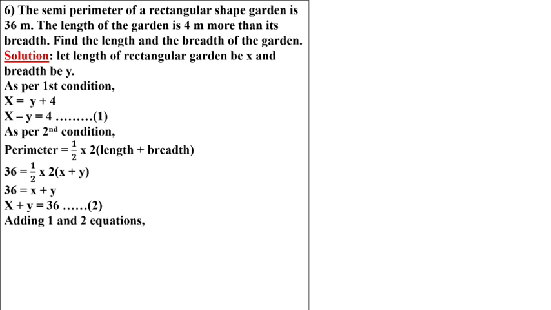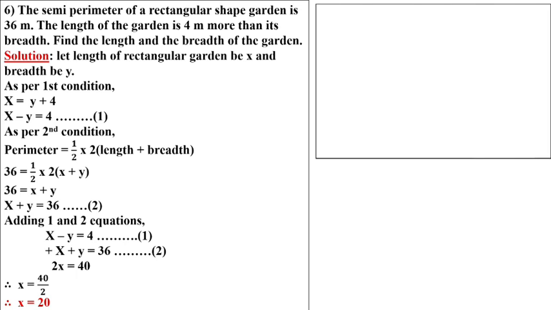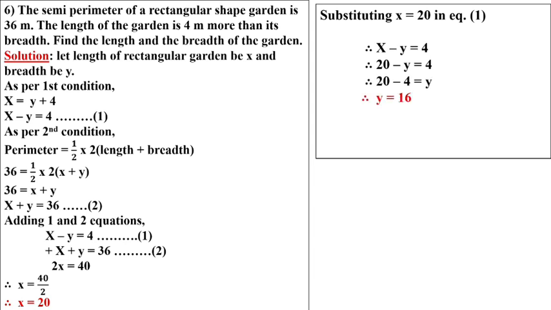Adding equation 1 and 2 we get minus y plus y will cut. x plus x is 2x equal to 40. Therefore x equal to 40 divided by 2 we get x value is 20. Substituting this value 20 in the equation number 1. So equation number 1 is x minus y equal to 4. So x value is 20 minus y equal to 4. So 4 will come to the left side become minus 4. Minus y will go to the right side become plus y. So 20 minus 4 we get 16. Therefore y equal to 16.